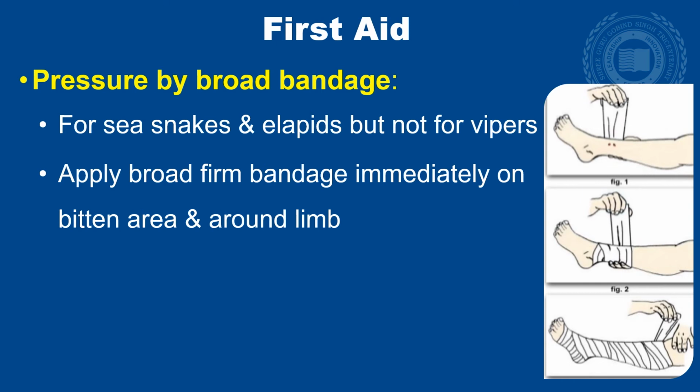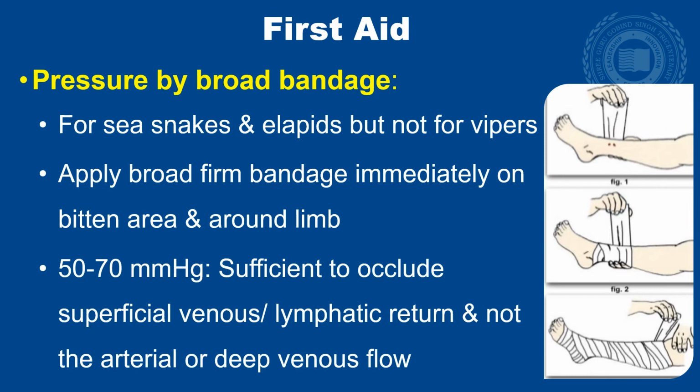What we do is apply a broad firm bandage immediately on the bitten area and around the limb. The usual pressure is 50 to 70 mm of mercury, and this is sufficient to occlude superficial venous and lymphatic return, which is our aim. We should not occlude the arterial and deep venous flows, and this pressure will not do that. In this way we prevent gangrene later on.